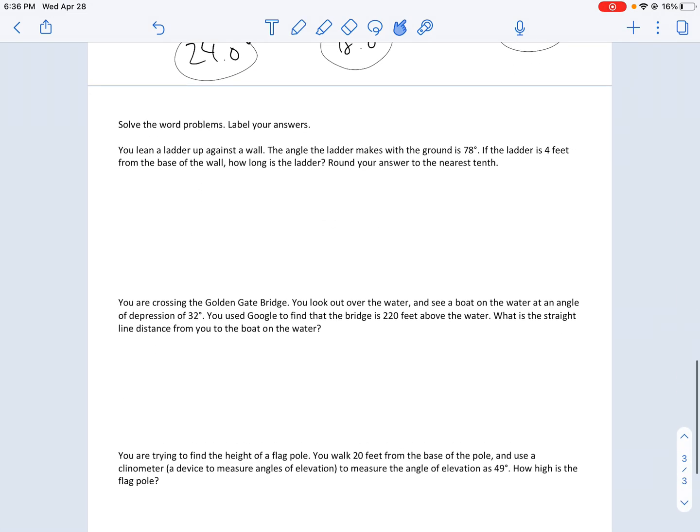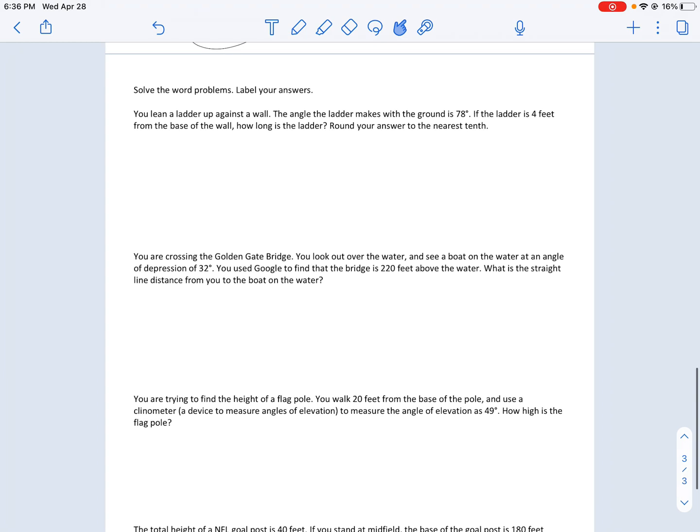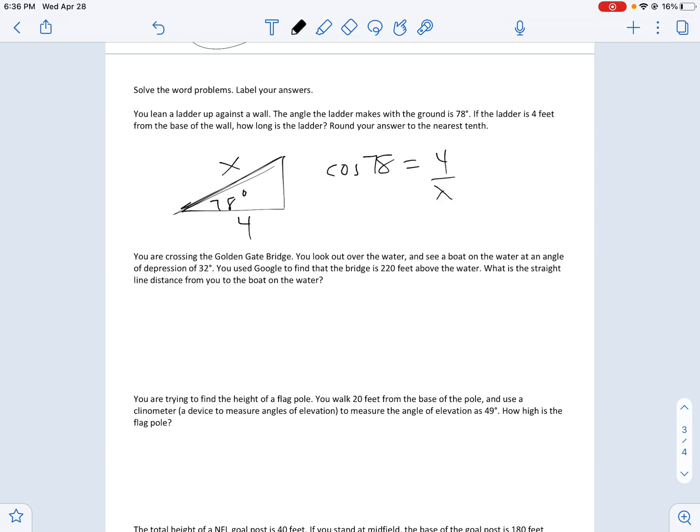All right, so there will be some word problems on your test. Key thing, remember that it's going to be an angle. So you lean a ladder up against the wall. The angle of the ladder with the ground is 78 degrees. The ladder is 4 feet from the base of the wall. How long is the ladder? So this one. All right, looks like we have adjacent and hypotenuse. So we have cosine 78 equals adjacent over hypotenuse. So looks like the ladder is 19.2 feet.